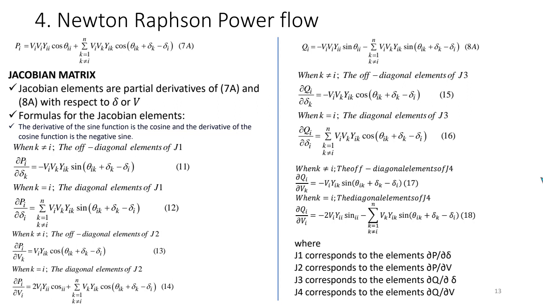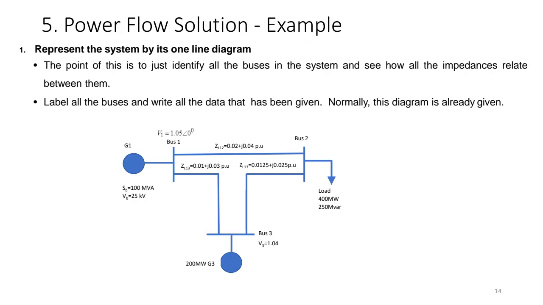Then it will come to the formulation of your Jacobian matrix. Any questions on how we formulate the elements of the Jacobian matrix, in slide number 13, denoted in equations 11 to 18? No doubt? All right.